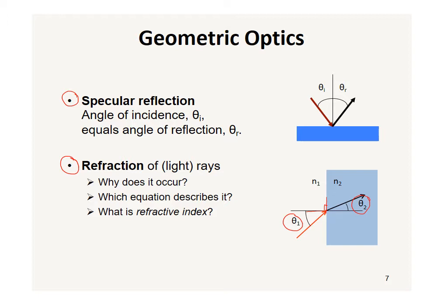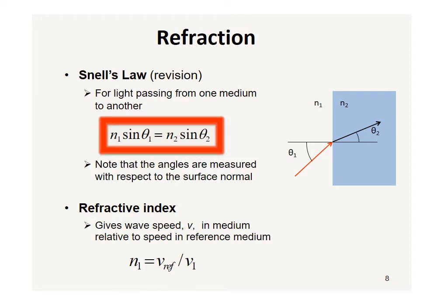The reason that it occurs is because the waves suddenly change speed as they enter the second medium. And in changing speed, they end up changing direction. First of all, what is it? How does it happen? Well, we can describe it using Snell's law.